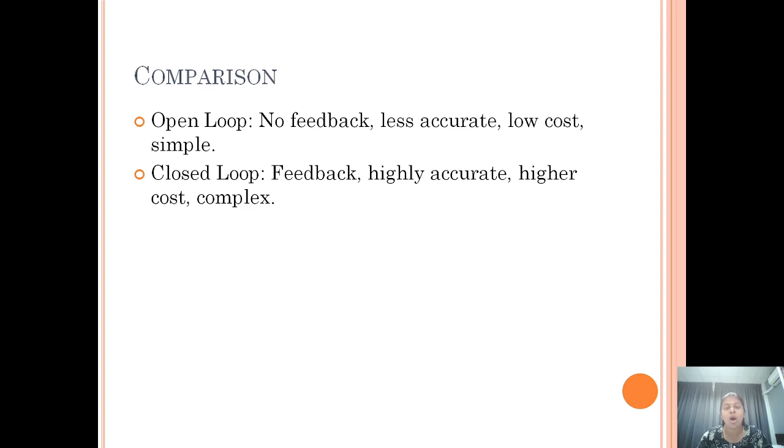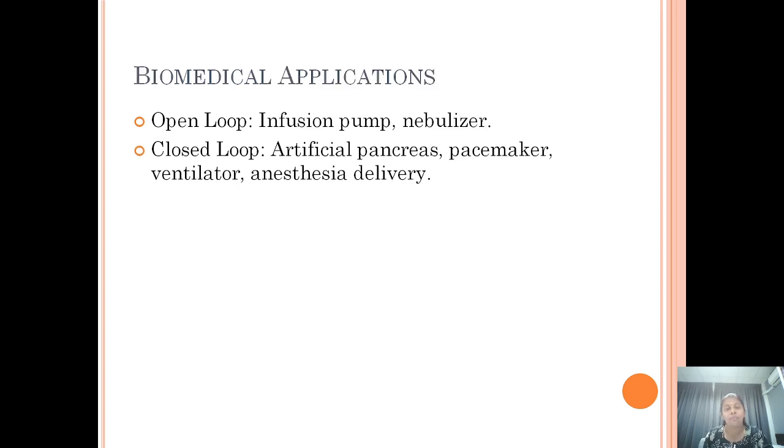Next, let's see how these control systems are applied in biomedical engineering. Open loop systems are commonly used in devices such as infusion pumps and nebulizers, where fixed operation is sufficient. Closed loop systems are used in advanced biomedical devices like artificial pancreas systems, cardiac pacemakers, ventilators, and automated anesthesia delivery systems, where continuous monitoring and automatic adjustments are essential.